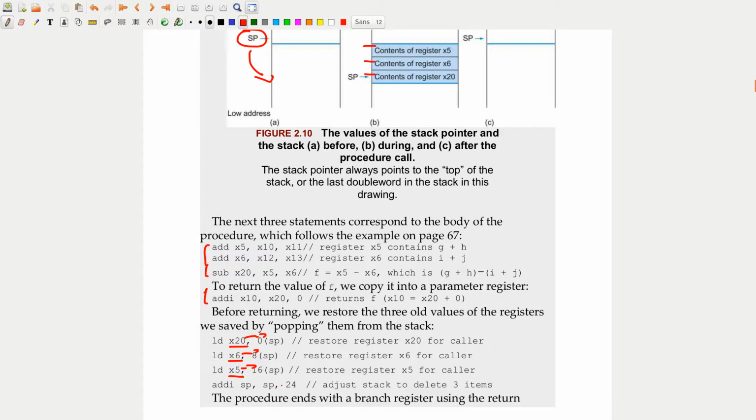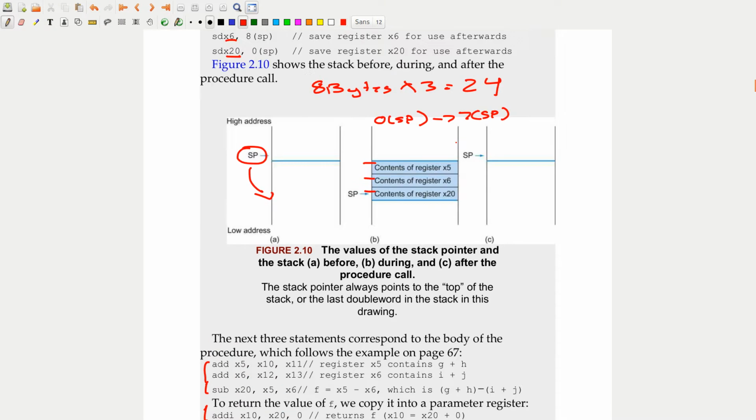And then finally we restore the stack pointer. Down here we did stack pointer minus 24. So when we restore all of this, we have to do stack pointer plus 24 at the very end to restore this. That way we don't wind up with any funny business going on.